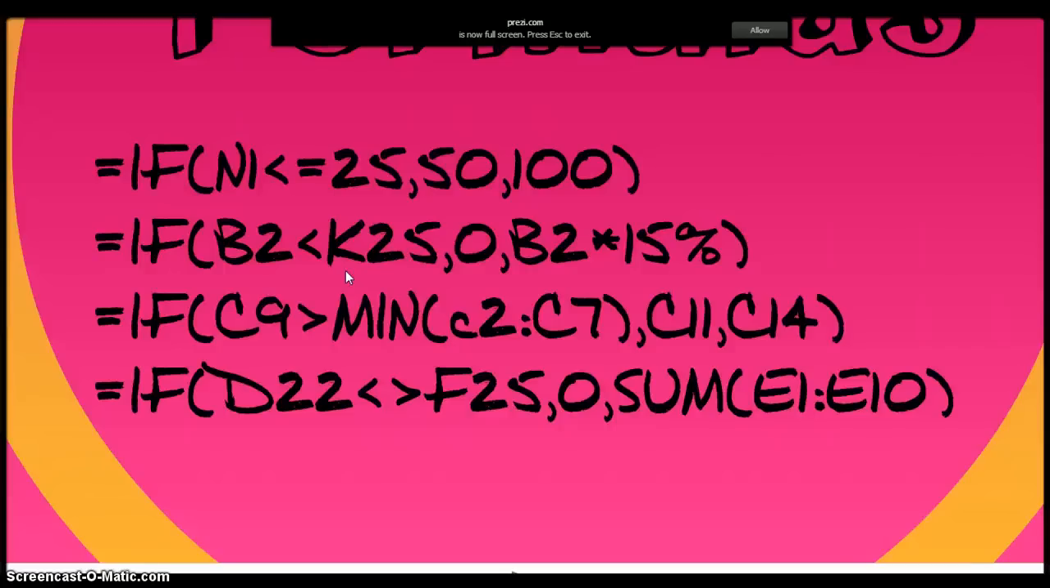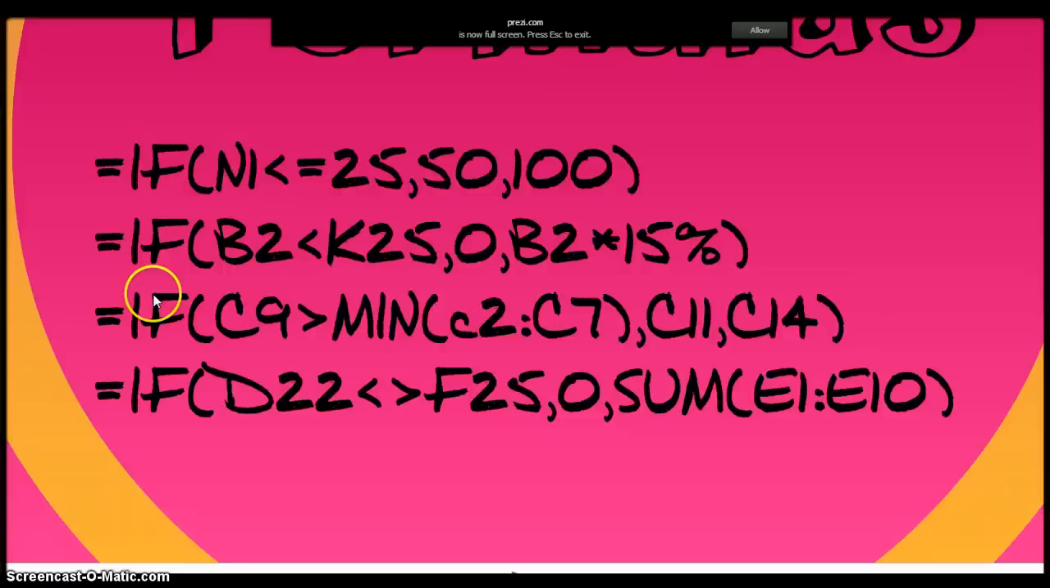If you said, if B2 is less than K25, the answer is 0. And if B2 is less than or equal to K25, then the answer is B2 times 15% or 0.15. If you said that, then great job, way to go. Go ahead and move on to the next one. Pause the video, think about it, play it back.